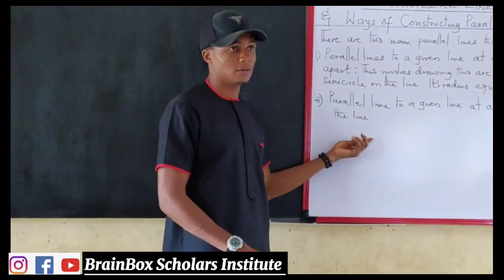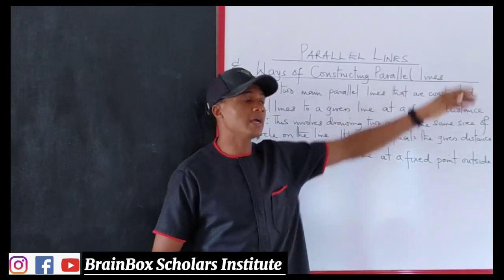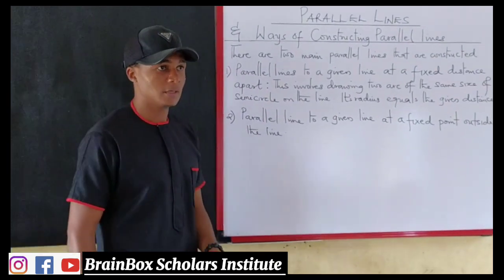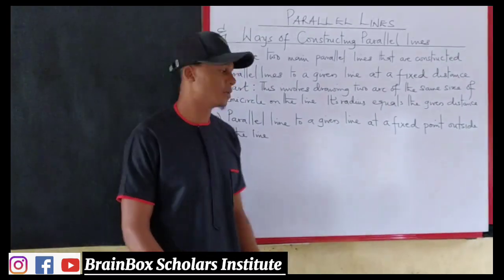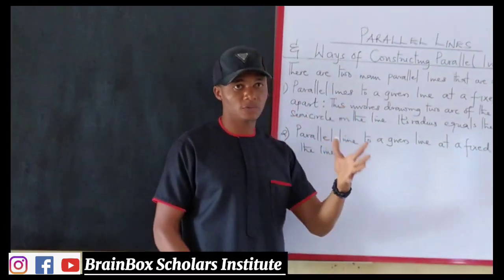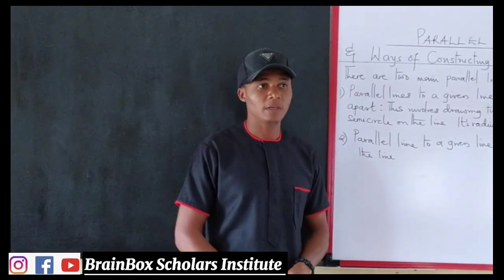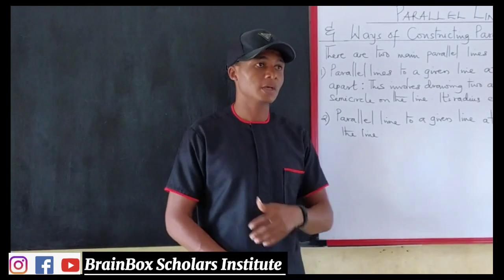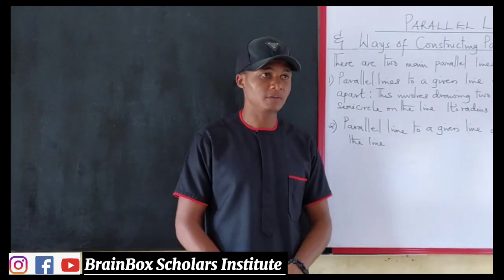Are we there? Yes. So that means I'm going to spot a point that is outside the given line. Are we there? Now look at what I mean. Now this simply tells us how to close the quadrilateral. Are you there? Either a parallelogram, a trapezium, a rectangle, or a square, as the case may be.